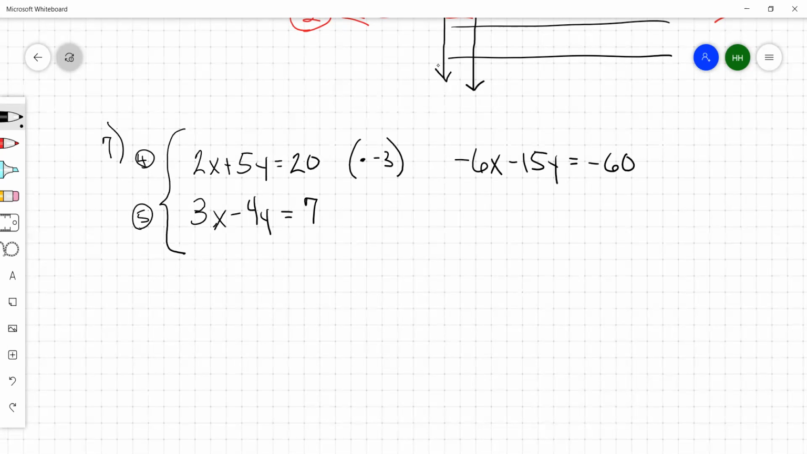I chose to eliminate the x's. So I've got a -6x now in this top equation. So I'm going to multiply the bottom equation by +2. When I do that, I get a positive 6x minus 8y equals 14.